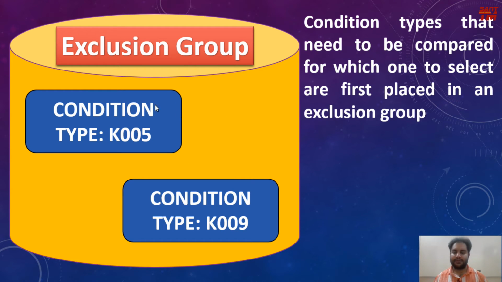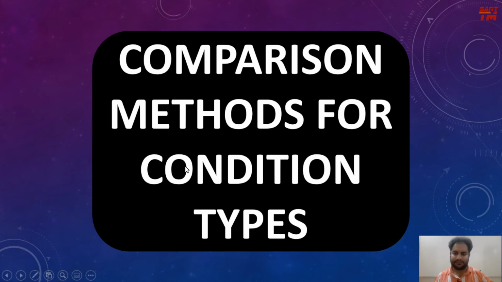If I don't use the criteria of an exclusion group, then these 2 conditions will cause the problem of double discounts and the vendor would be at a loss. Therefore, I have put them in this exclusion group, and now I will select the best condition out of them and deactivate the other condition. To do this, there are some comparison methods for these condition types. We cannot select randomly which condition to be excluded. There are some comparison methods.